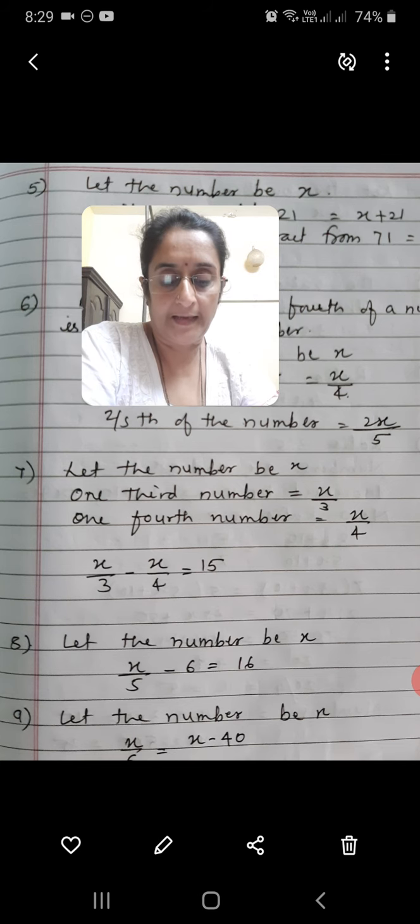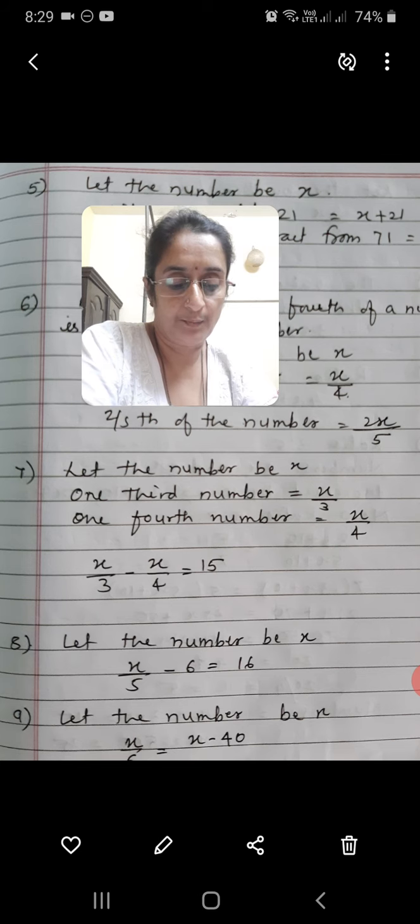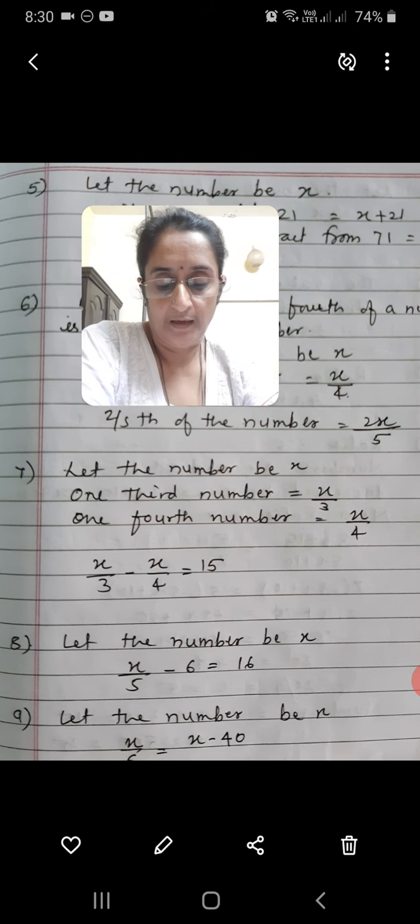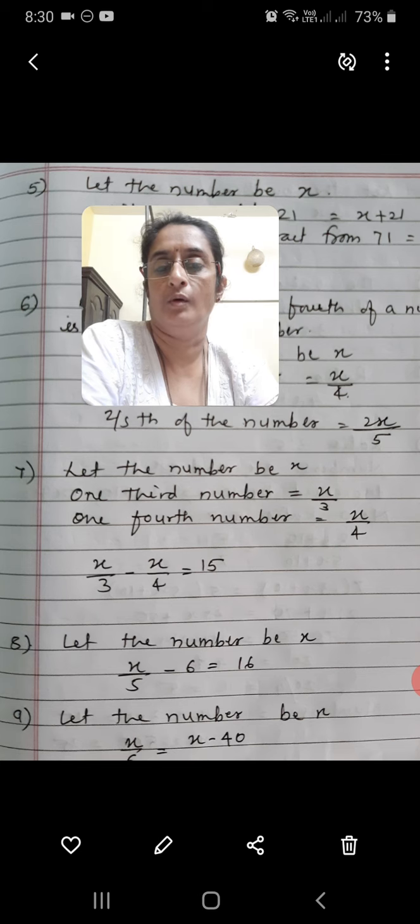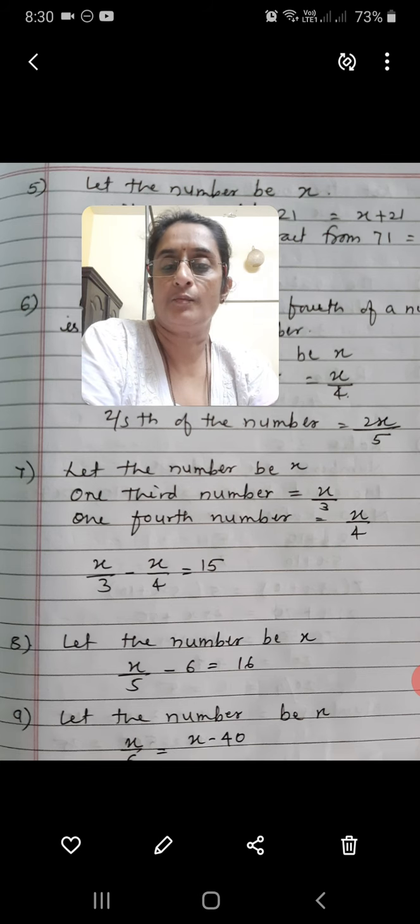1/3 of a number exceeds 1/4 of the number by 15. Find the number. Now you have to take 1/4 of a number and 1/3 of a number. Now how will it be? 1/3 of the number is x upon 3. 1/4 of the number is x upon 4. So which part will be more? 1/3 will be more, so x upon 3 will be more. So x upon 3 minus x upon 4, if you do, the difference between these two numbers is 15. Subtraction of these numbers is 15.